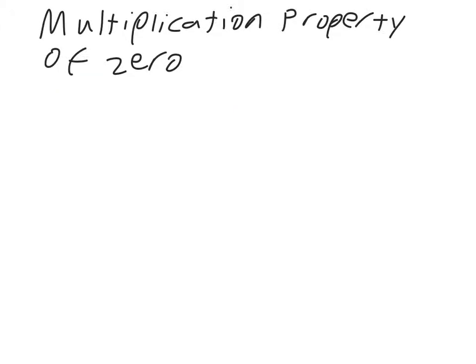Our next one is the multiplication property of 0. And all this says is, no matter what number you have, we'll call it A, if you multiply that number by 0, you will always get 0. I think you knew that one already, but if not, there you go.